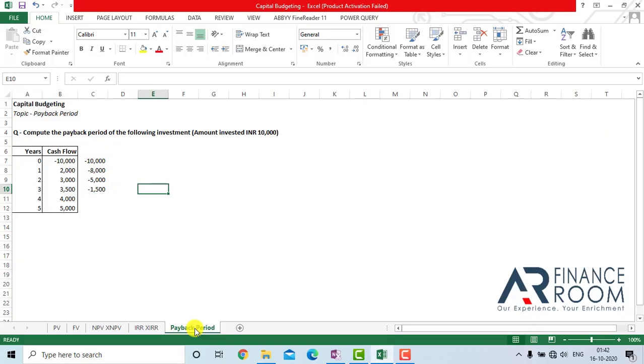So how do we find out the payback period? It says, of course, 3 years plus what is the amount to be recovered? 1500, divided by how much is the cash flow. So this will give you 3.38. So in 3.38 years, you will recover your invested amount back.